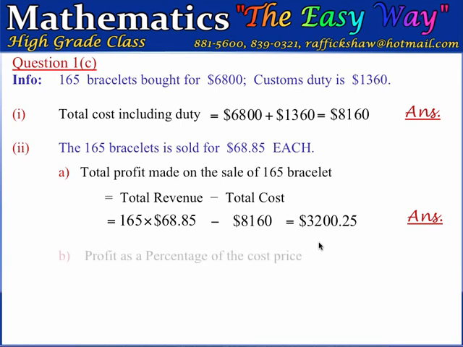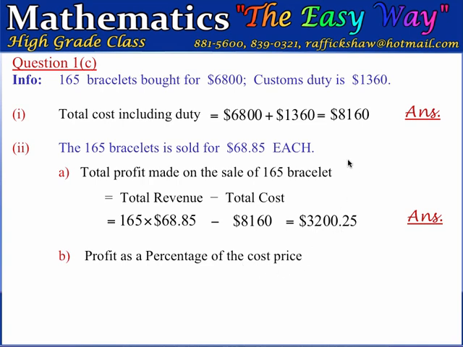Part B now wants us to calculate the profit as a percentage of the cost price. Remember, the total cost for the 165 bracelets was this figure, $8,160 inclusive of the customs duty. Customs duty must be included in the total cost of the purchase of the 165 bracelets. And this here is the total profit made on the sale now of the 165 bracelets.